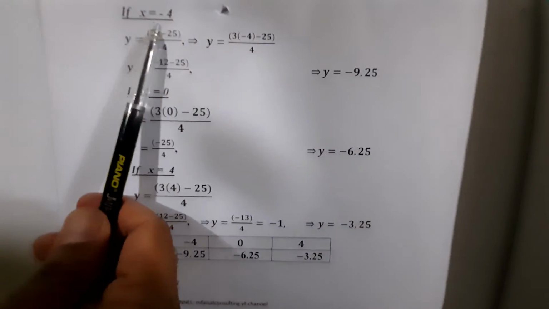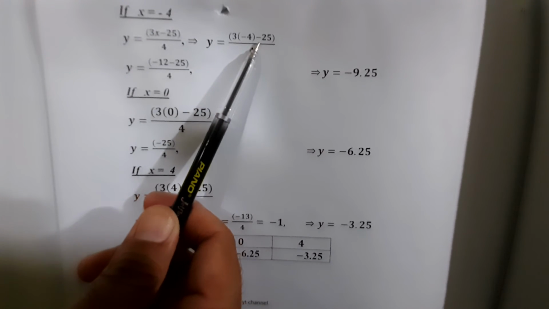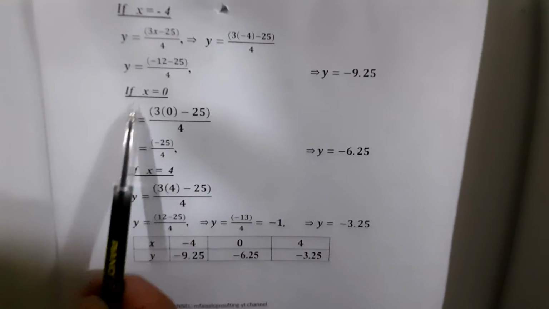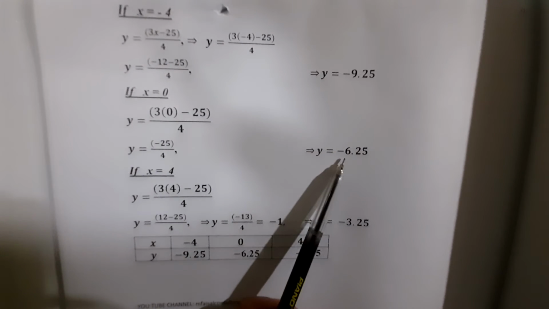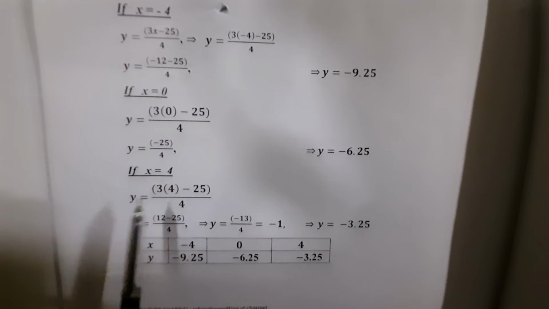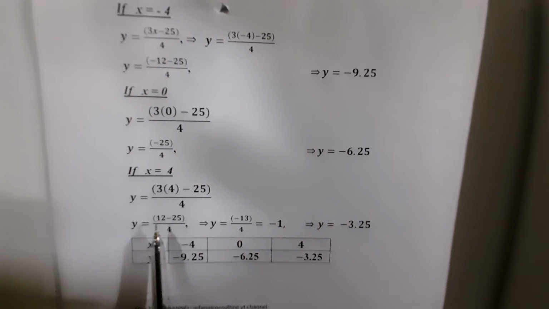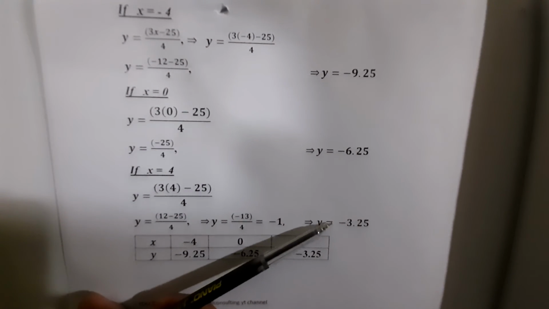So, x was minus 4, put the value minus 4, 3 multiplied by minus 4 is minus 12, minus 25, divided by 4, answer is y is equal to minus 9.25. So, x was 0, 3 multiplied by 0 is 0, minus 25 divided by 4. So, answer is y is equal to minus 6.25. X is equal to 4, put the value instead of x, 3 multiplied by 4 is 12, 12 minus 25 divided by 4, minus 13 divided by 4. So, answer is y is equal to minus 3.25.